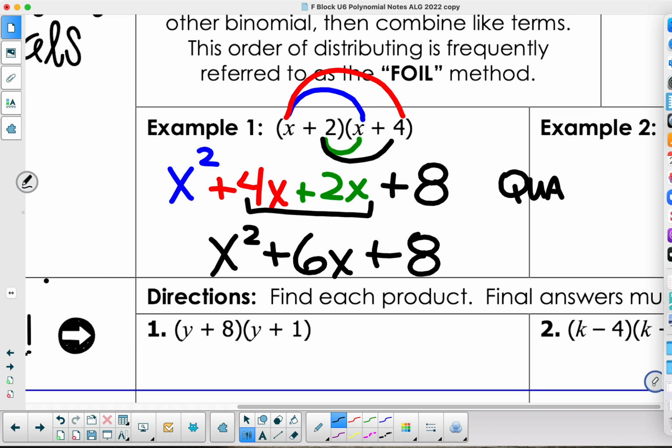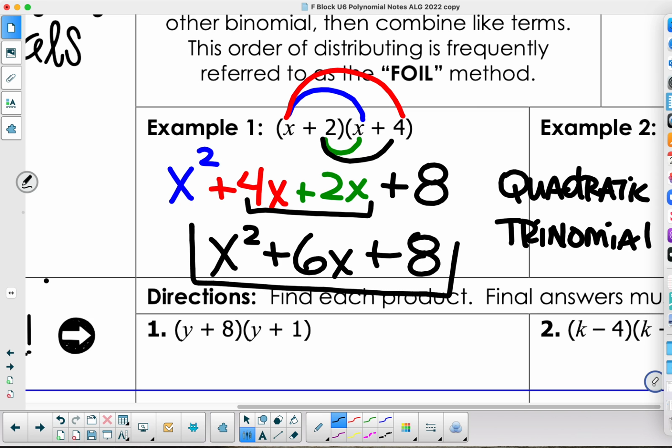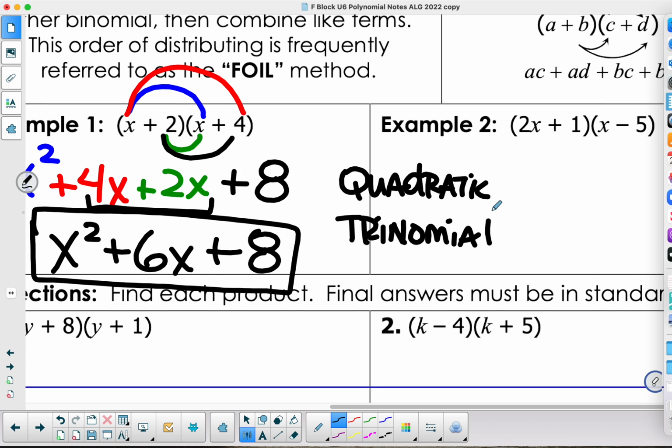In this example, it's not necessary to name them each time, but I will in this example. I have the degree 2, 3 terms, quadratic trinomial. And let's look at example number 2.